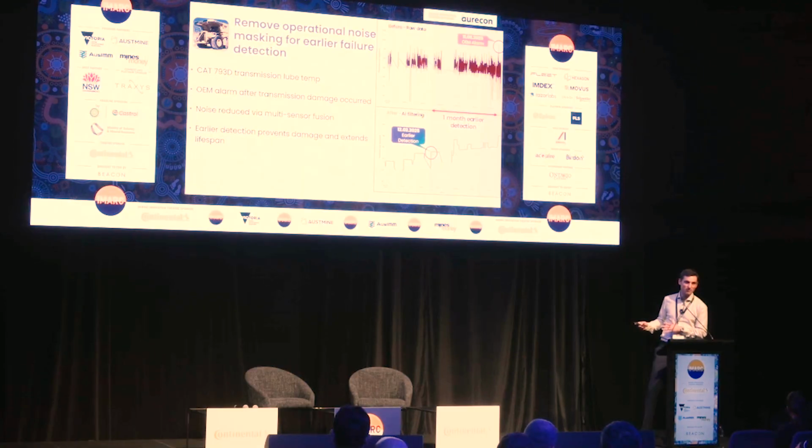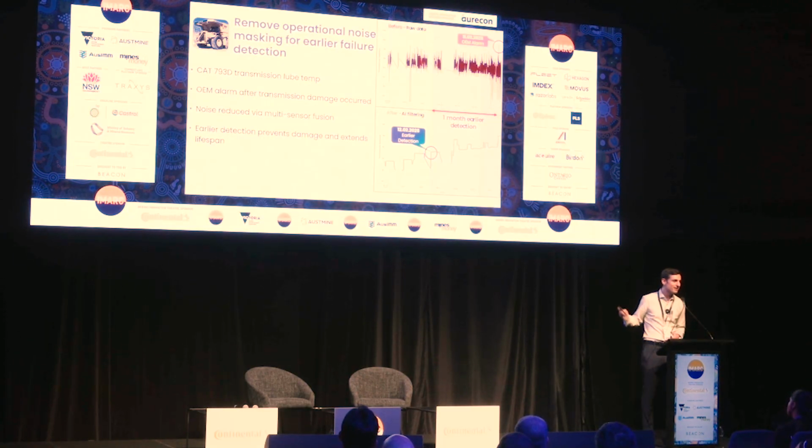That's another case from a CAT truck where you can see deterioration in transmission loop temperature. And that's the real data of that loop temperature. Look how noisy it is. Here they had an anomaly and OEM alarm. At that point in time, there's already damage to the transmission. That transmission would not live a full life.